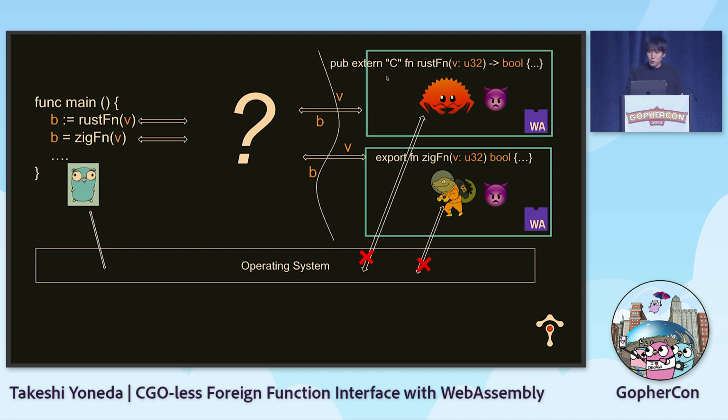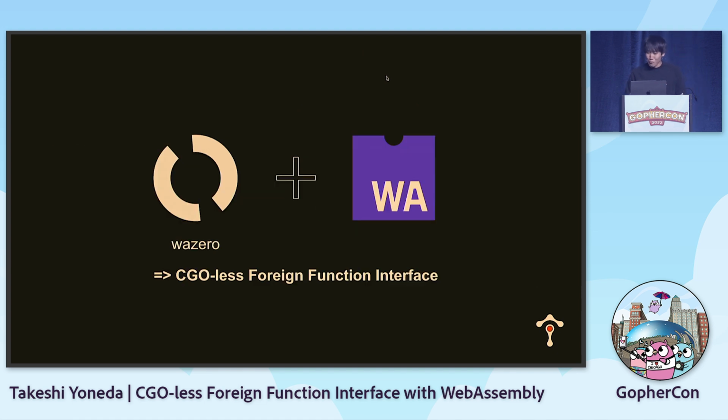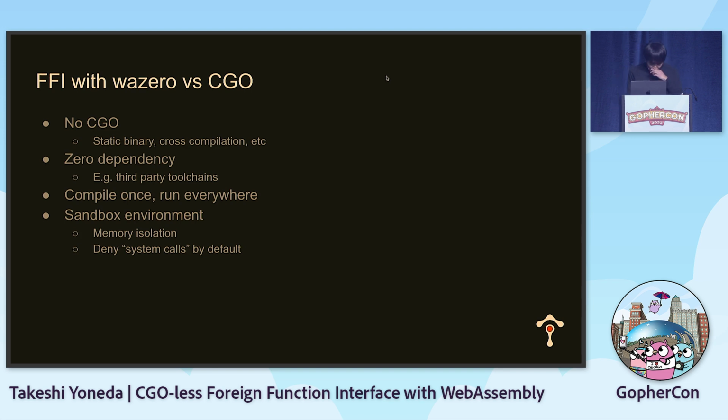So now that we have wazero, your foreign functions are compiled to WebAssembly, which has a sandbox, and that WebAssembly binary can be run by wazero inside your Go application without using CGO. So now we've achieved the talk title, right? CGO-less foreign function interface with WebAssembly. It's possible with wazero and WebAssembly. So now we can have FFI without CGO. Cool. Let me explain some of the advantages over CGO. Of course, no CGO is the most important one.